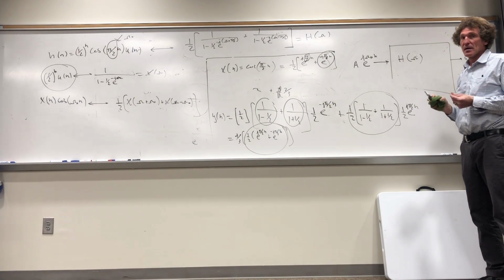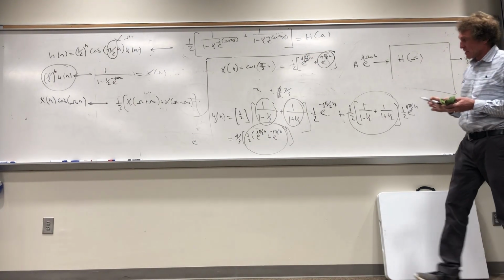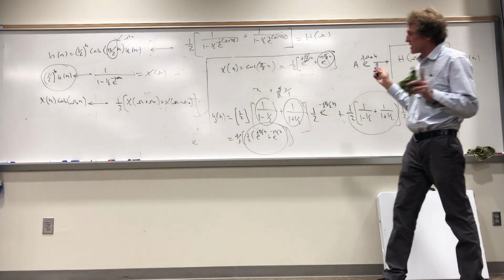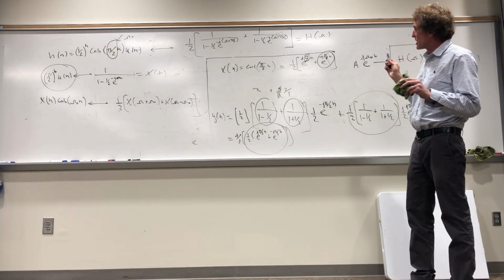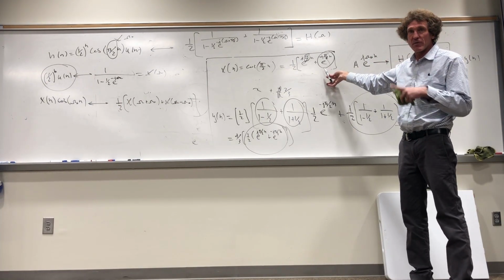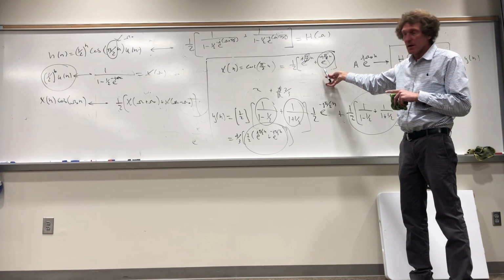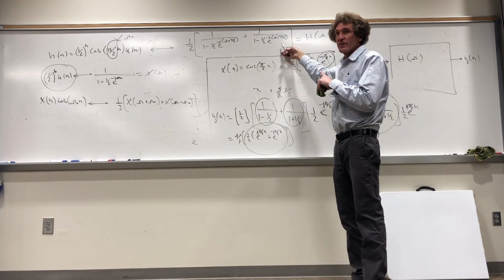Yes, sir? How'd you get the other 1/2s? Well, the whole thing about this is it's perfectly symmetric. When you look at this right here, you see you have a plus and minus pi over 2, right? Yeah. All right, when you look at the H of omega, you've got what?